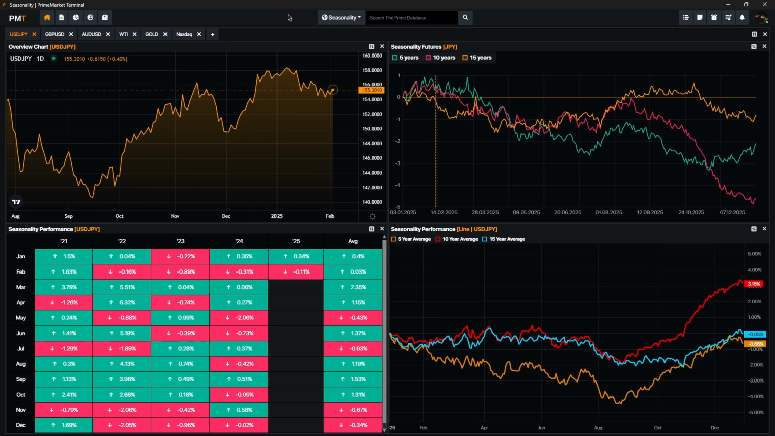So I recently purchased this software from Prime Markets. It's a trading terminal that you can use to analyze data. And I think this, in my opinion, is the best budget tool. And I use that term budget kind of loosely because it's not that cheap. It's $150 a month. But for what it offers, in my opinion, this is a budget tool.